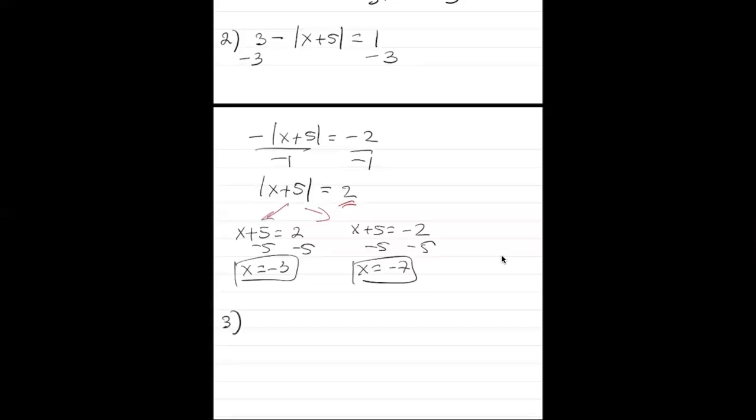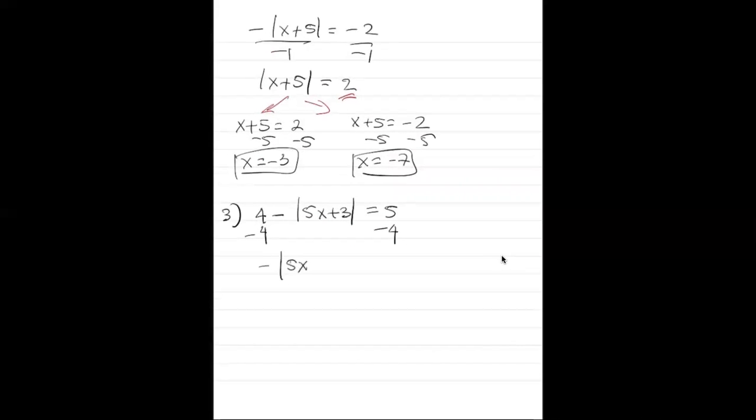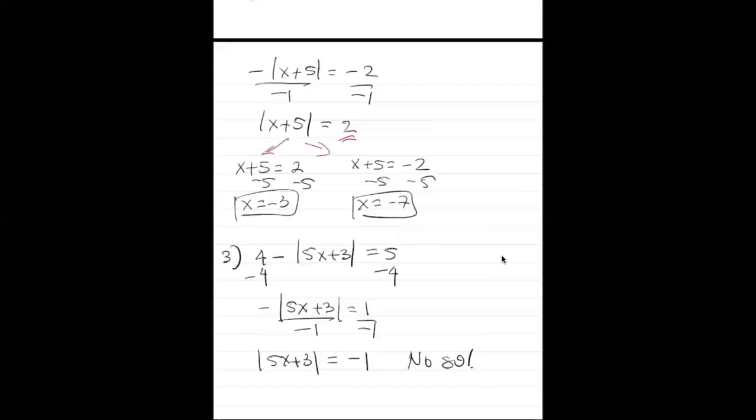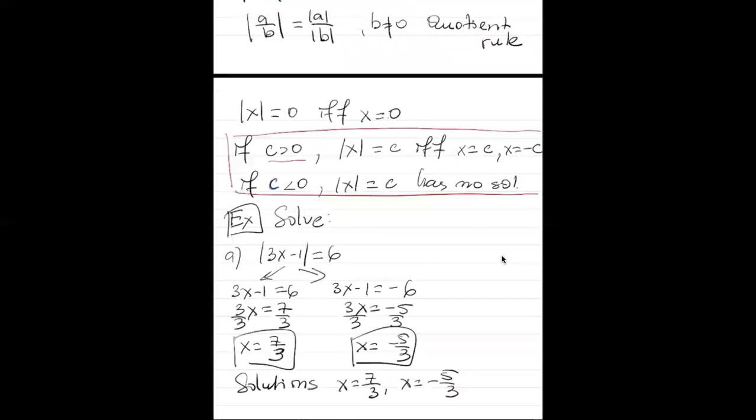Example 3, 4 minus absolute value of 5x plus 3 equals 5. Again, we're going to subtract 4 because we want the absolute value by itself. Negative absolute value of 5x plus 3 equals 1. I'm going to multiply or divide by -1 on both sides. Absolute value of 5x plus 3, after the negatives cancel, equals -1. This has no solution because the absolute value always has to equal a positive number or 0. So we look here, if the number c is negative, we have no solution.